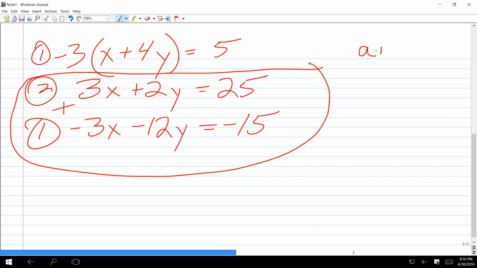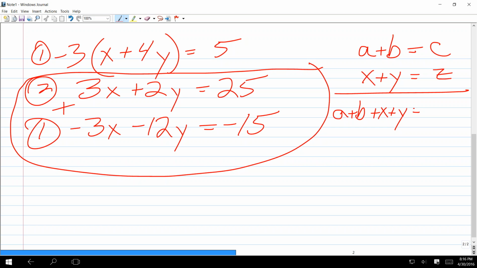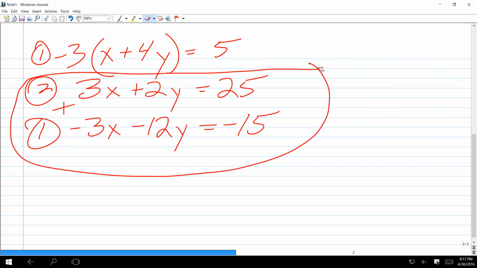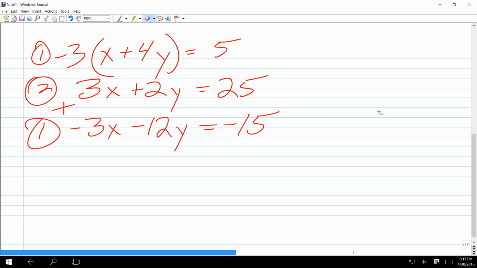Let's say I gave you these two equations, a plus b equals c, and x plus y equals z. I can add those two equations so that I have a plus b plus x plus y equals c plus z. You can always do that. I can also always subtract equations. So the goal when you have two equations and two unknowns is to manipulate the equations such that you can either add or subtract them and have a variable disappear.